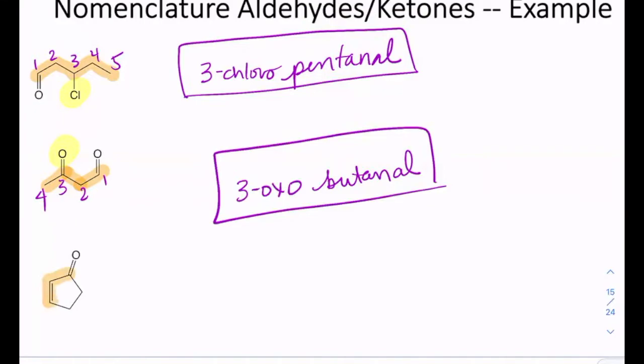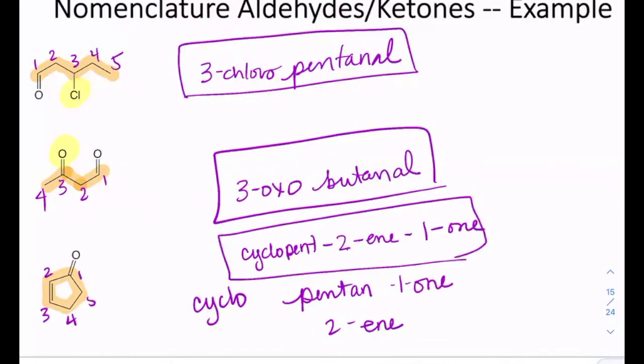Our longest carbon chain here is 5, but it's a cyclo, and so it's also an ene. And so if we number the carbons, we have pentane and we have an one and we have an ene. Plus we have cyclo. And the way that all fits together, because the unsaturation is second to last and the functional group is last, we have cyclopentane with an alkene starting at carbon 2 and a ketone at carbon 1.